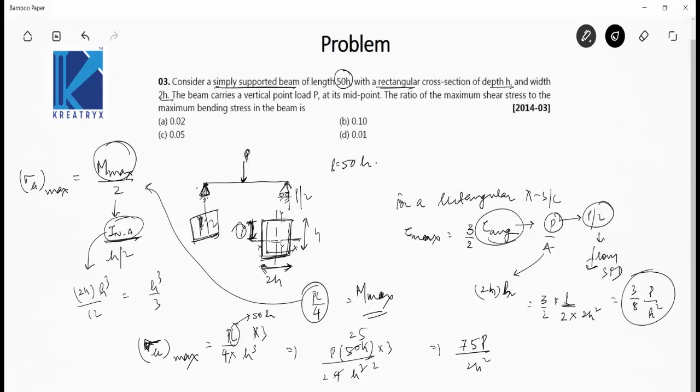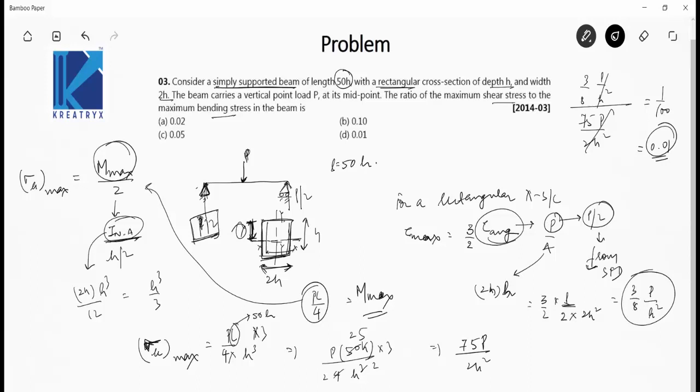Okay, now all we have to do is take the ratio of the maximum shear stress to the maximum bending stress. So 3 by 8 P by h square divided by 75P by 2h square. When you solve this, the answer will be 1 by 100, which is 0.01. Because P by h square gets cancelled out, so it is a constant, and the value is equal to 0.01. Check the options.